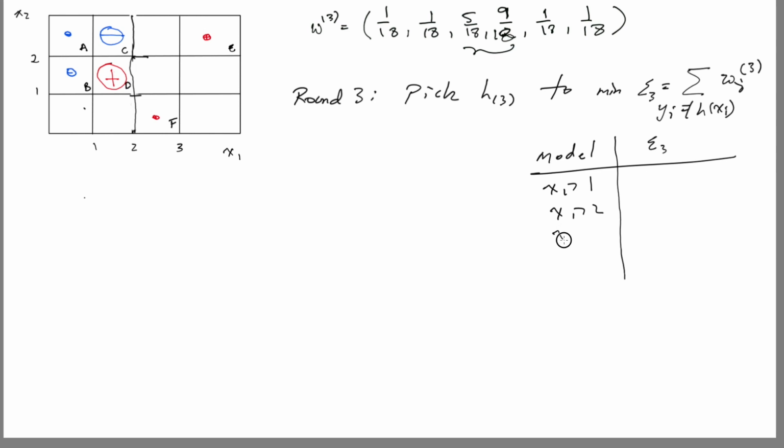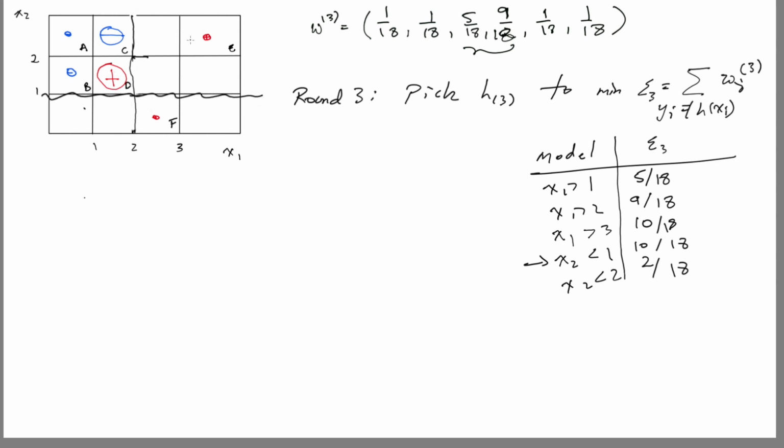And we end up getting 5/18, 9/18, 10/18, and 2/18. Maybe we'll just walk through one. x2 less than 1 is this boundary here. So anything above it is going to be negative. So it's making a mistake on D and E. D is 9/18, E is 1/18, so together they're 10/18. And it turns out that x2 less than 2 is the best model. So h3 is equal to the model x2 less than 2. And the next thing is to compute alpha 3.